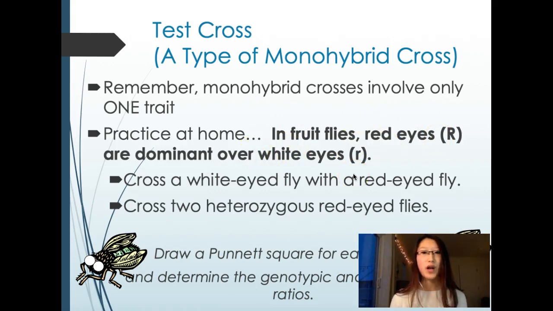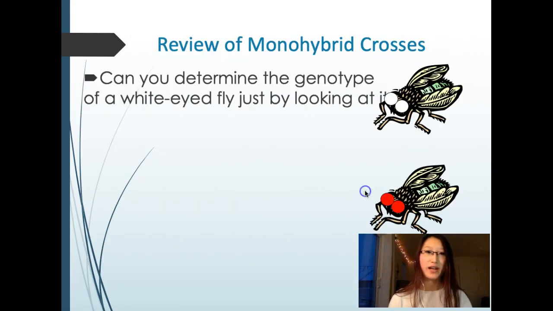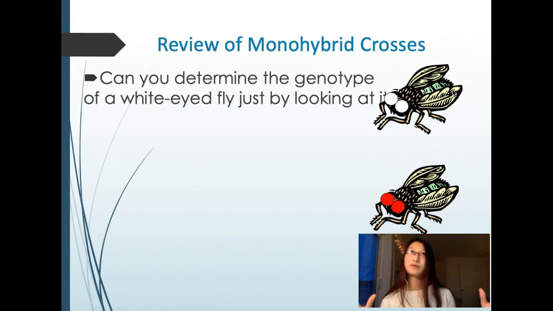What we're doing is crossing a white-eyed fly with a red-eyed fly. We could also cross two heterozygous flies. We could do whatever we want. But here's the problem. Knowing that red eyes are dominant over white eyes, can you determine the genotype of a white-eyed fruit fly just by looking at it? If you look at this fruit fly right here, we said the white eye is recessive. So think to yourself. Can you determine the genotype just by looking at it?